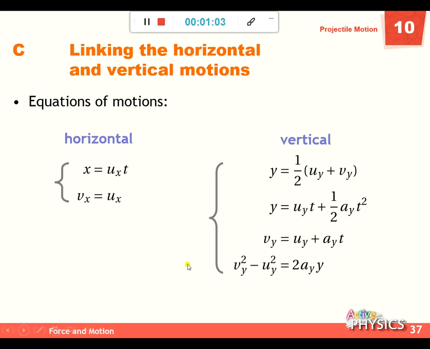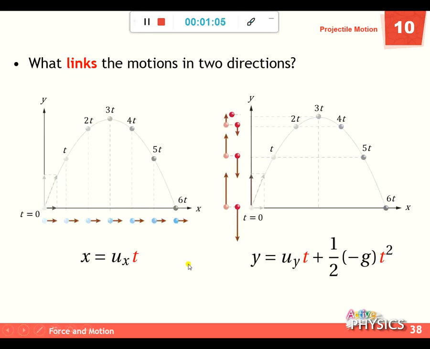What should we do? Of course, you should try to find all the known values and then choose the correct equation, then you can get it. But before you do everything, you should try to find the linker between horizontal and vertical motion. The linker, what is it? Should be the time. A very important concept in projectile motion, especially in mathematics, the linker is time.